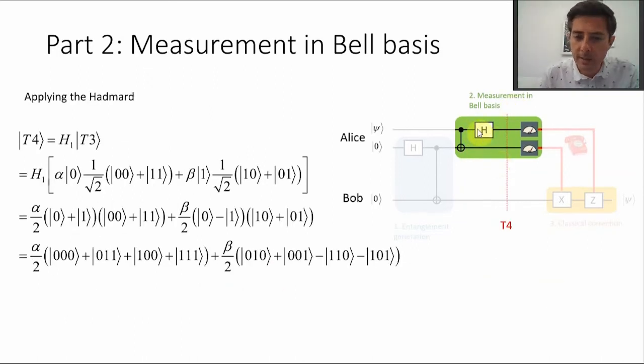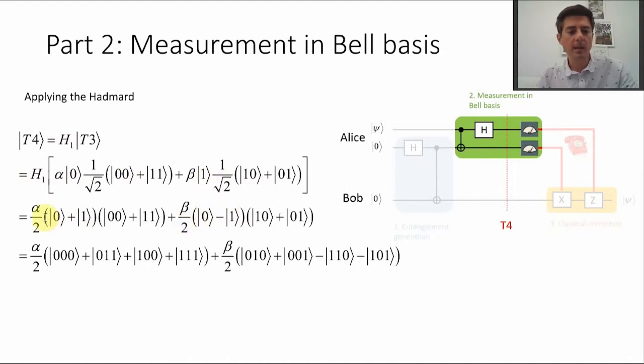Now let's apply this Hadamard, and the Hadamard is going to act on the first qubit, so that's why I've got a little 1 here, and the state at T4 is going to be the Hadamard applied on the state T3. As I said before, what the Hadamard does is turn 0 into the plus state and 1 into the minus state, acting on the first qubit. So our Hadamard is acting on the expression that we got on the last slide. Hadamard acting on 0 becomes the plus state, and Hadamard applied on the 1 state becomes the minus state, 0 minus 1.